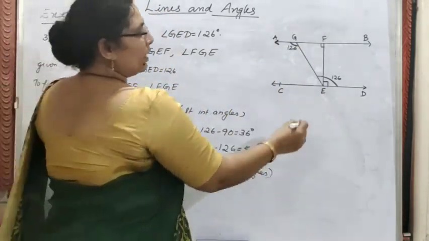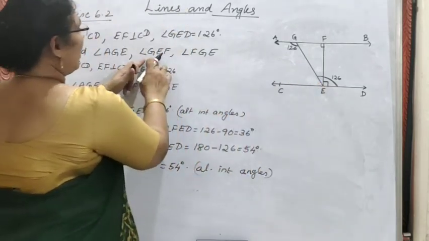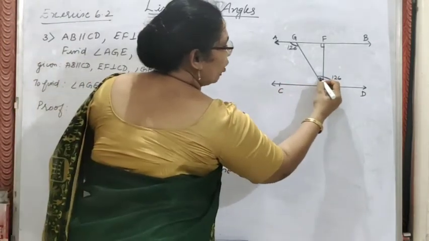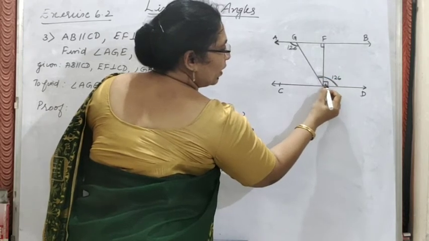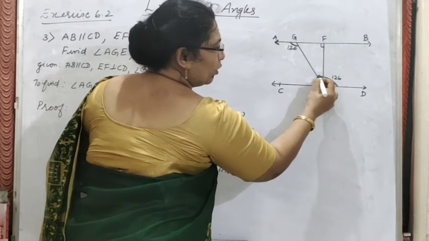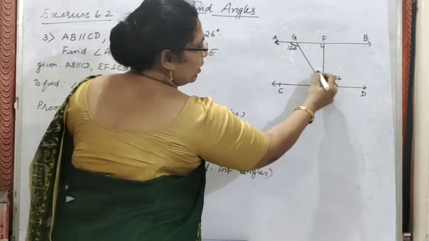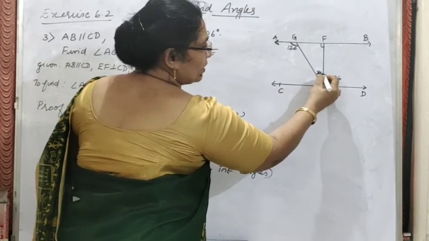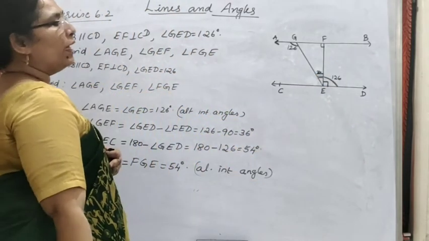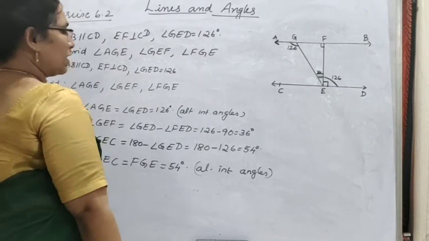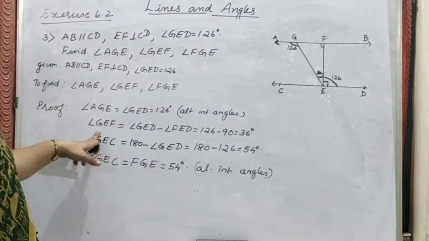Now one more criteria here, we need to find GEF. GEF means the small angle. Up to here it is 90, and the total angle is 126. So what is the remaining angle? If you consider this, it will be 126 minus 90, which is equal to 36. That only we have done here.